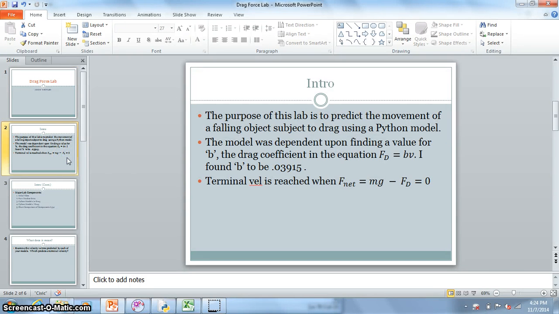As an introduction, the purpose of this lab is to predict the movement of a falling object subject to drag using a Python model. We rely on the equation FD equals BV, which means force drag equals the drag coefficient, B, times velocity. Terminal velocity is defined as when the net force of a falling object equals 0. In other words, mass times gravity minus the force drag equals 0.